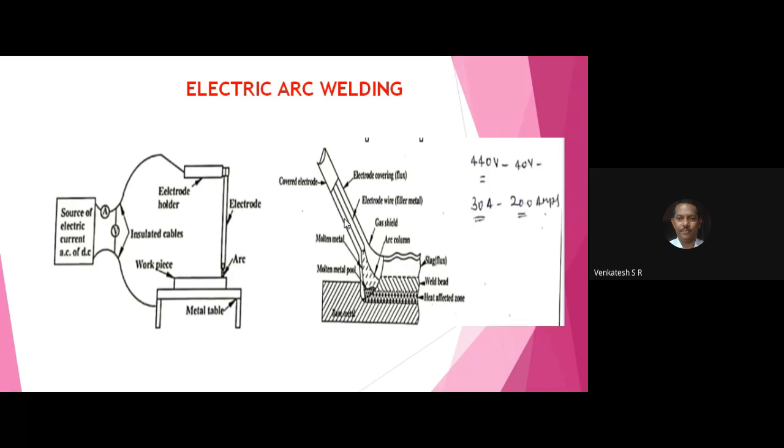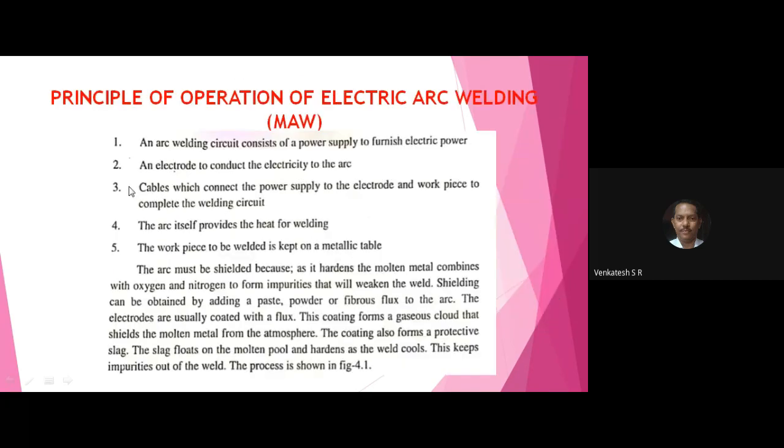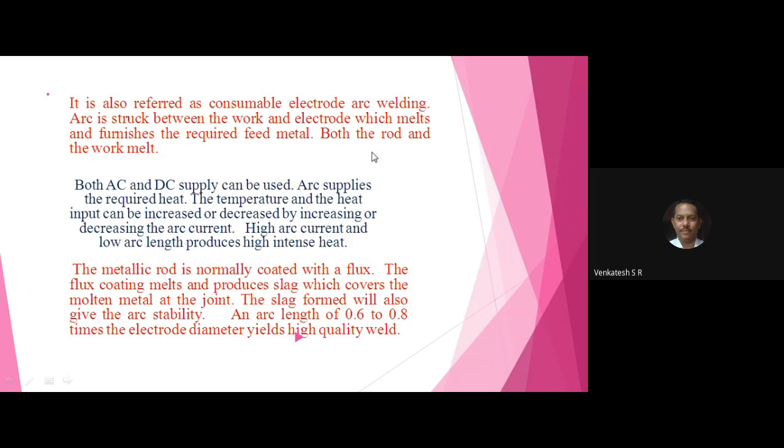So what happens in a transformer? The voltage reduces from 230 or 440 volts to 40 volts, and the current is increased from 30 amps to 200 to 400 amps, depending upon the type of application, the thickness of the sheets to be welded or components to be welded. And this is the electric arc welding principle. That is the principle of operation of the electric arc welding process.